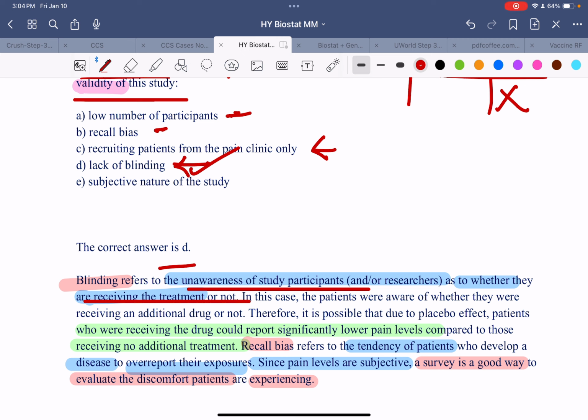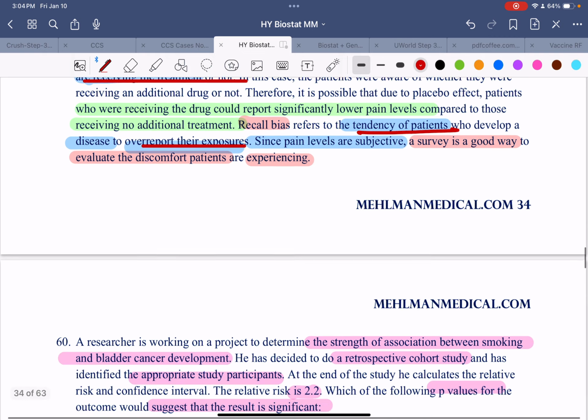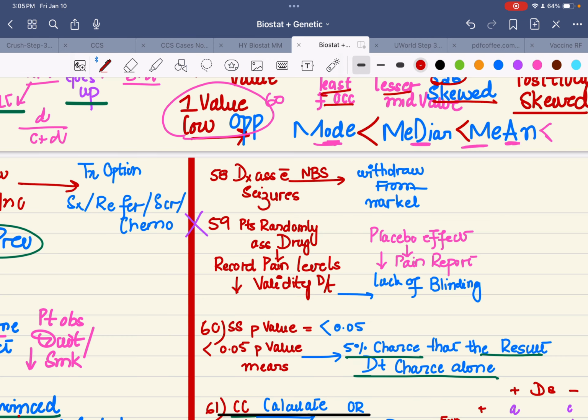Because the people who actually were given the treatment will think, oh yeah, our pain levels are better. But those who were not given additional treatment would say that no, our pain is not better, right? And the tendency of the patients to over-report the exposure is known as recall bias. And of course, pain levels are subjective. We are comparing the subjective levels in both the groups, right?